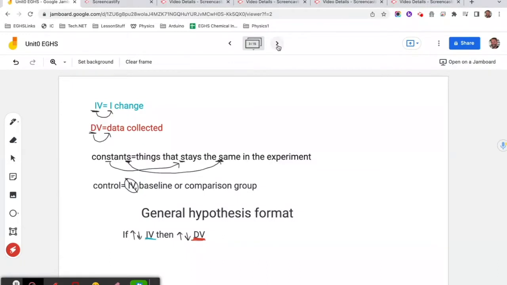Here's a general hypothesis format for an introductory level class. If I increase or decrease, which could also be add or subtract, the independent variable, then the dependent variable will increase or decrease. You have to be specific with that, so you want to be very specific in your hypothesis.